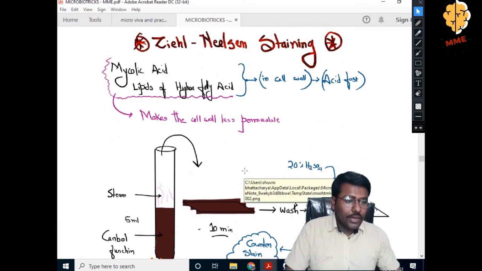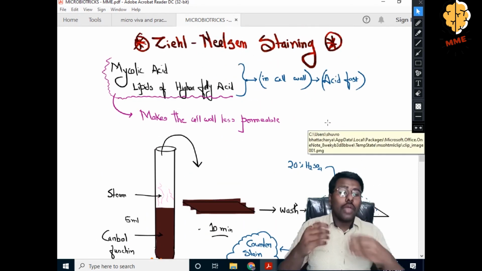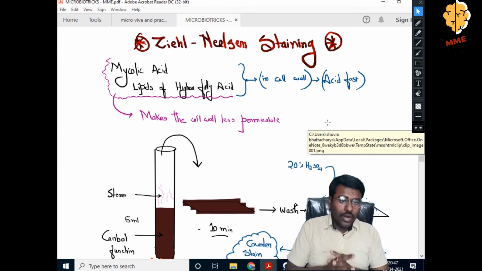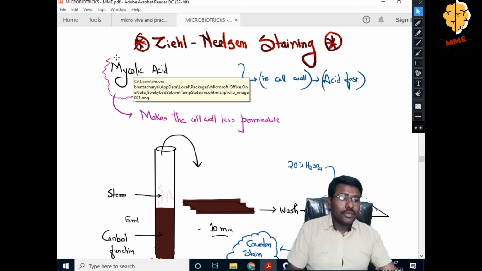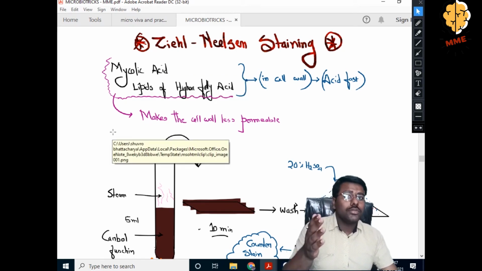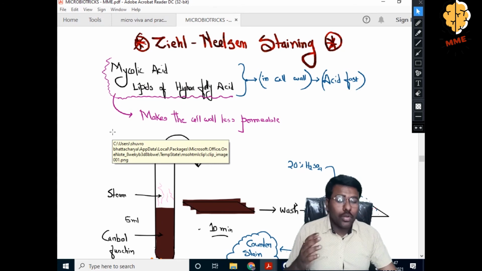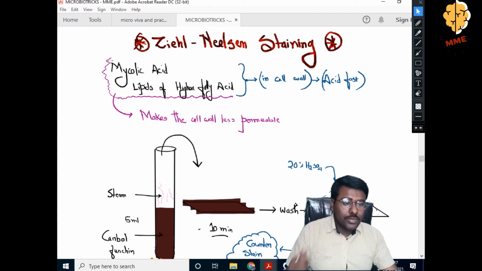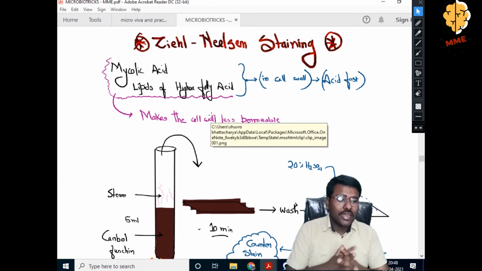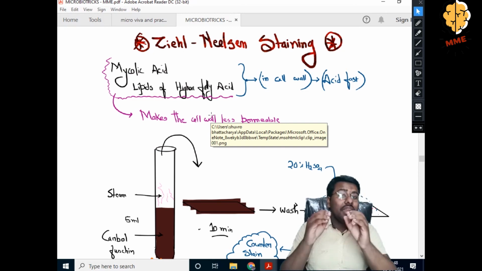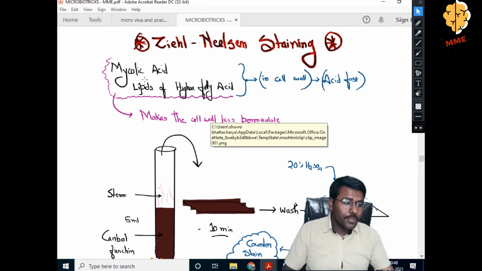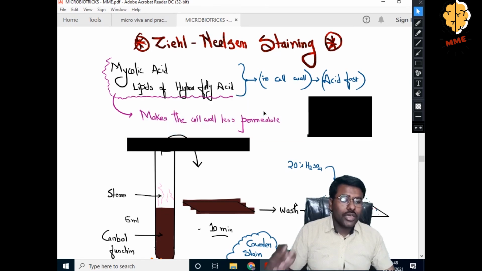Now coming to the Ziehl-Neelsen stain. If you have to perform the Ziehl-Neelsen stain, just follow what I am saying. First of all, you have to face this question: why is the Ziehl-Neelsen stain positive? Because in Mycobacterium tuberculosis, the mycolic acid and lipids, the high fatty acid content in the cell wall of acid fast bacilli, make the cell membrane less permeable. This is the most important point about the Ziehl-Neelsen stain.